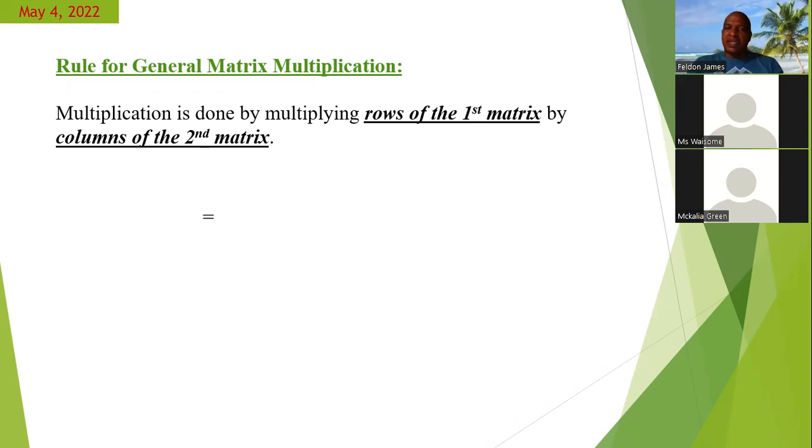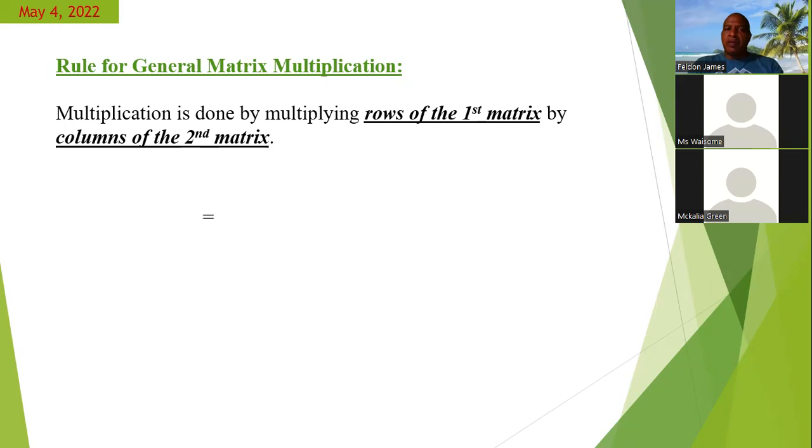So we have two things that we learn about general multiplication here. We say that in order for two matrices to be able to multiply, we have to ensure that the number of columns in the first matrix equals the number of rows in the second matrix. If that condition is satisfied, then you can multiply the matrices. If that condition is not satisfied, the matrices cannot be multiplied.